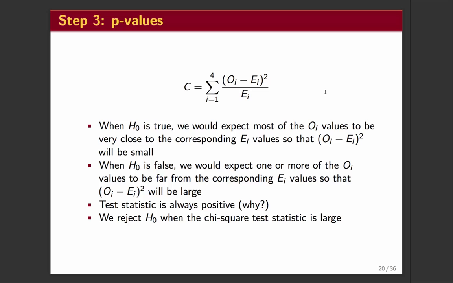Intuitively, let's think about why this works. If the null is true, our null hypothesis being independence, we would expect the observed and the expected counts to be pretty close to each other. That means this overall sum would be relatively small. If the null is false and they're actually dependent on each other, these differences, observed minus expected and then squared, are going to become pretty large.